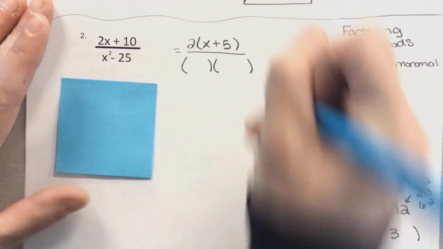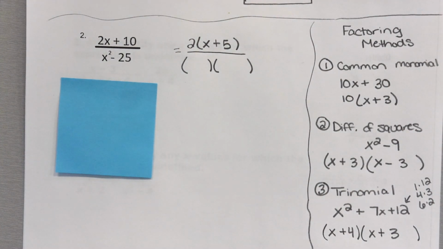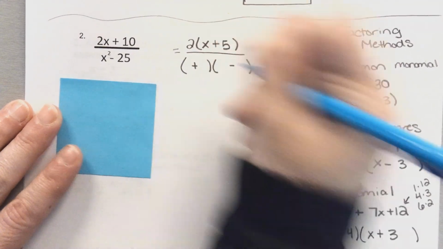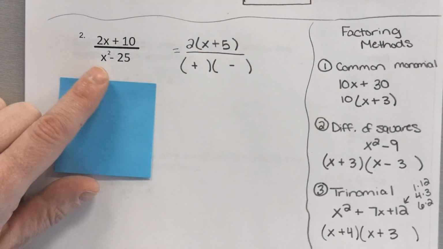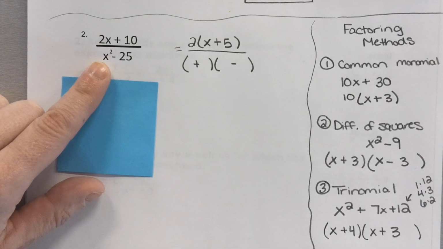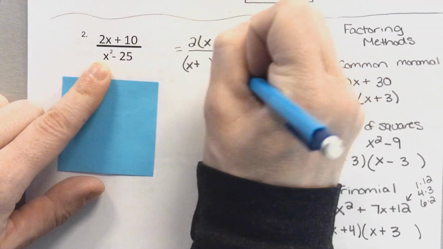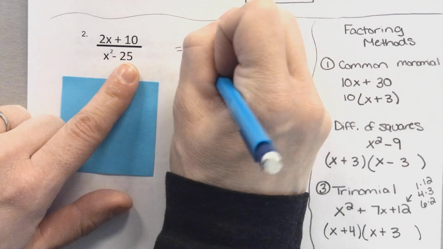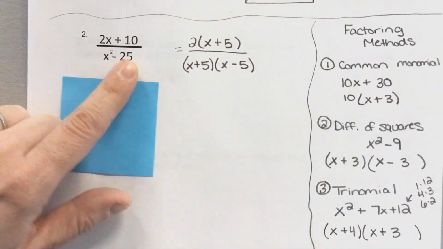Which one is the bottom of our 3 choices over here? Difference of squares. So we need 2 sets of parentheses. One gets a plus, one gets a minus. What do we know the square root of x squared is? X. So that goes here and here. How about the square root of 25? 5. That goes here and here.